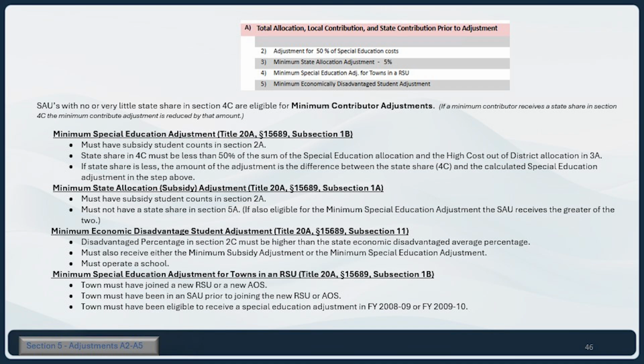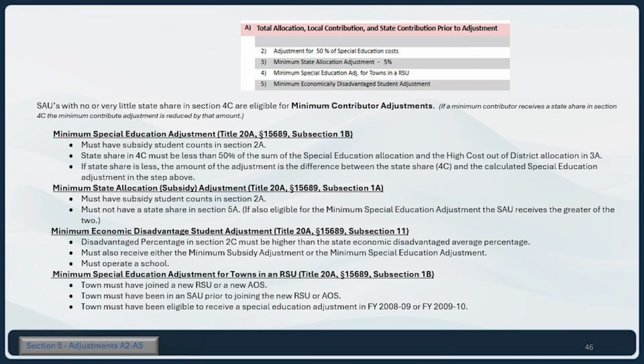The one that we see most is the minimum special ed adjustment, and that is 50% of your special education costs in Section 3. The other one is the minimum state allocation, and that is a 5% calculation, based on that 5% of the multiplier rates in section 1. You receive either special ed or minimum state. You do not receive both. So you receive the one that is the highest of those two.